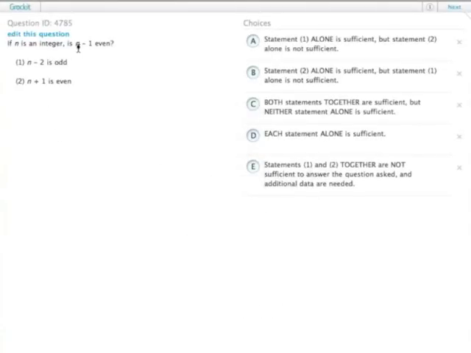So if n is an integer, is n minus 1 even? In order to figure this one out, we basically need to figure out whether n itself is even or odd, and then the number before that will be the opposite, right? Because numbers go even, odd, when you count them out.